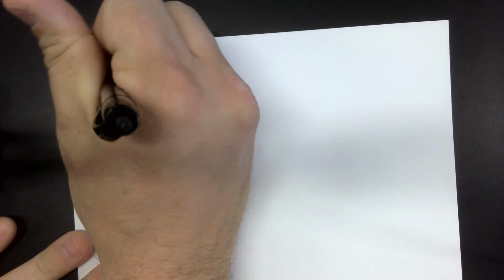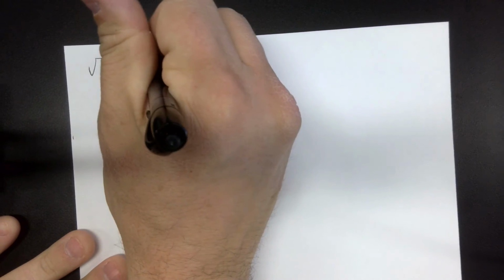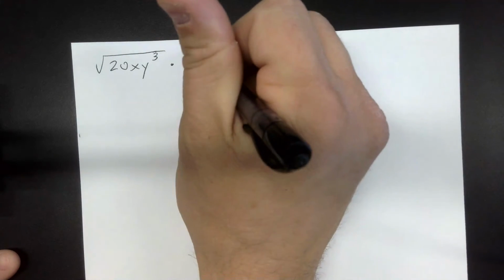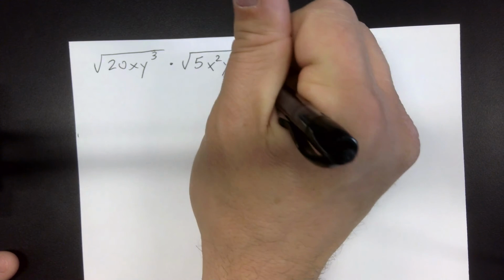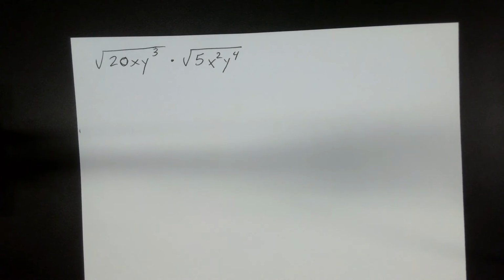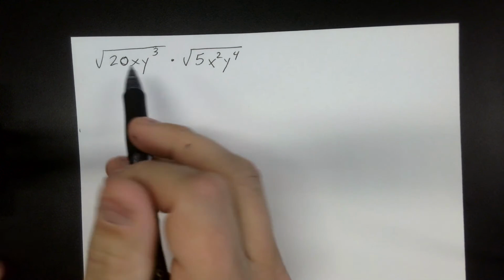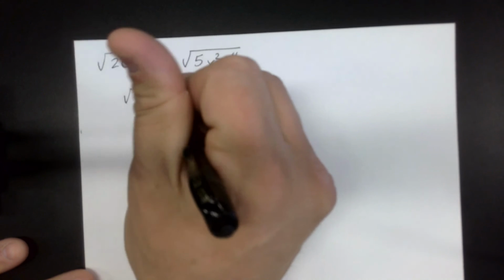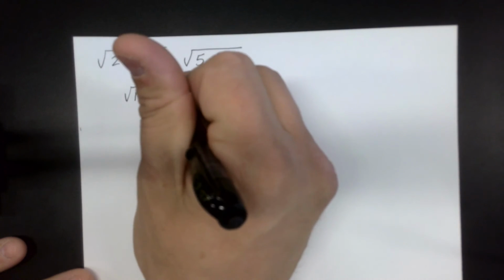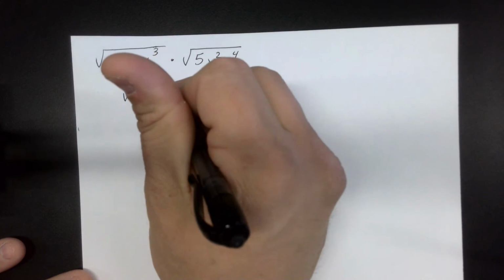Here we go. The square root of 20xy cubed times the square root of 5x squared y to the 4th. So you add the exponents. We multiply the whole numbers together to get the square root of 100. X times x squared is x cubed. Y cubed times y to the 4th is y to the 7th.